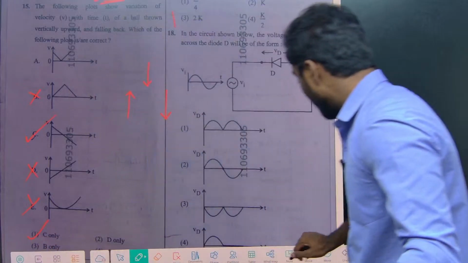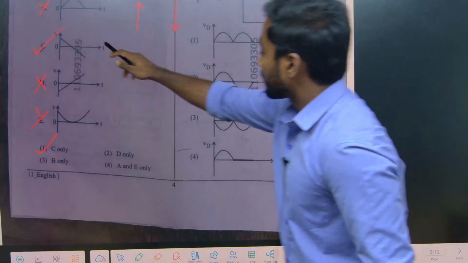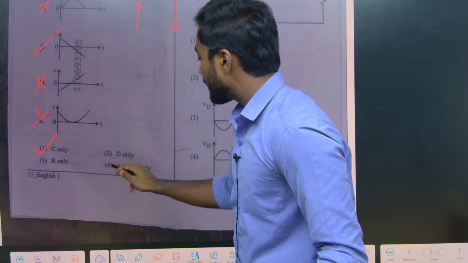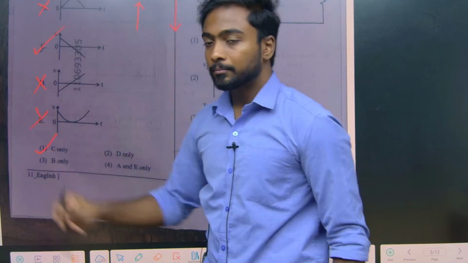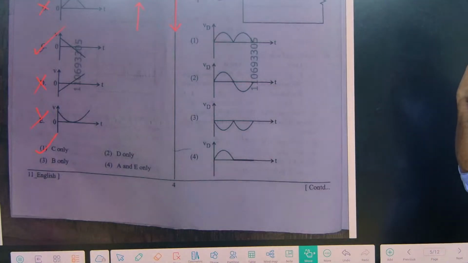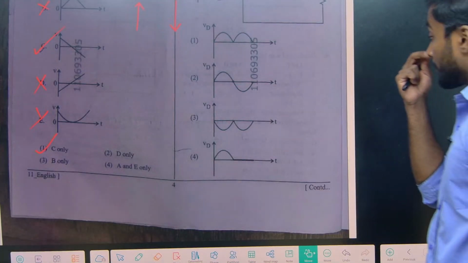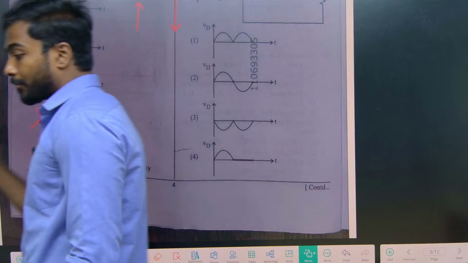Here they have given, you can see this one, that is C only, D only, B only, A and E only. So C only. Done. Okay, we'll go for the next one.